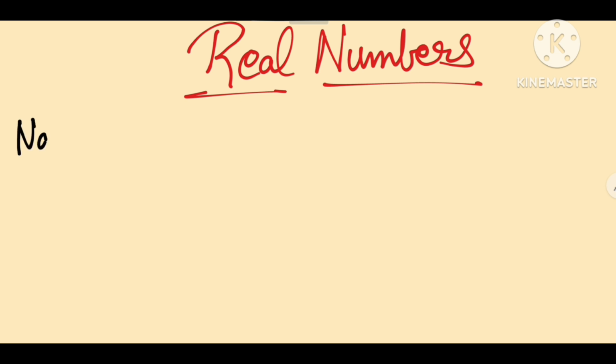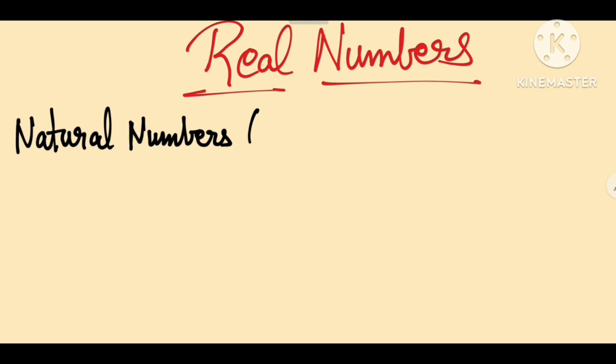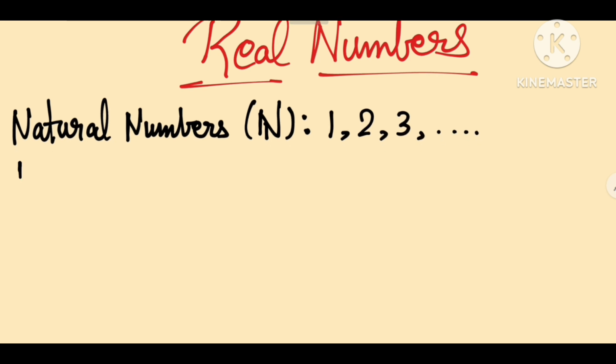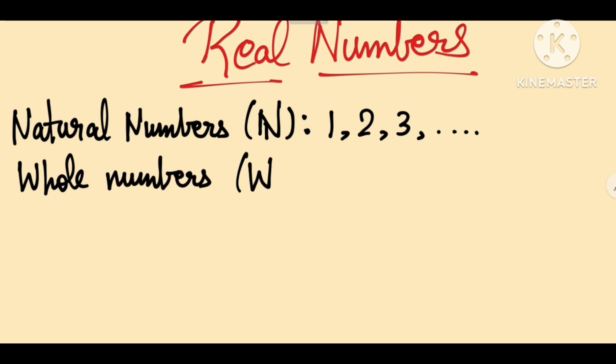First, we have the natural numbers. Natural numbers are also called the counting numbers, represented by the letter N. It starts from 1, 2, 3, and so on. Next up, we have the whole numbers. Whole numbers are represented by the letter W. These include 0 along with the natural numbers.